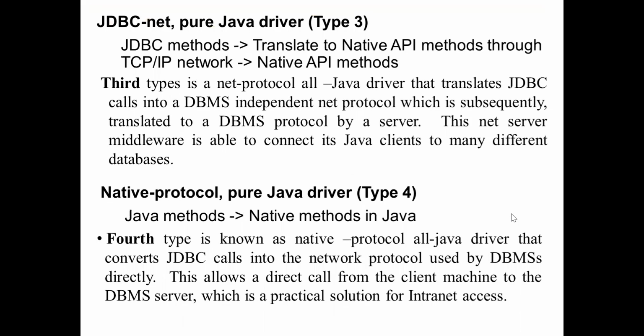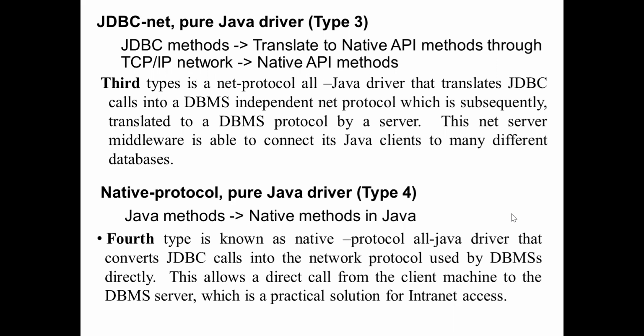JDBC driver. The third one is the JDBC-Net pure Java driver. Here we can translate to the native API method by using networking, which is nothing but TCP/IP. So the third is the network protocol. The all-Java driver translates JDBC calls to the database management system independently by using the network protocol, which is subsequently translated to the DBMS protocol by the server.